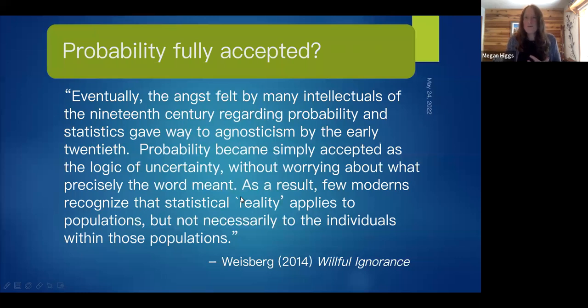And so here's just another quote from Weisberg that I really appreciate. "Eventually, the angst felt by many intellectuals of the 19th century regarding probability and statistics gave way to agnosticism by the early 20th." Which I think is kind of where we're still living, obviously. "Probability became simply accepted as the logic of uncertainty without worrying what precisely the word meant. As a result, few moderns recognize that statistical reality applies to populations, but not necessarily to the individuals within those populations." So I want to focus mostly on the second sentence, where we're accepting it as the logic, but we're not really worrying about precisely what it means. We're taking a pragmatic approach.